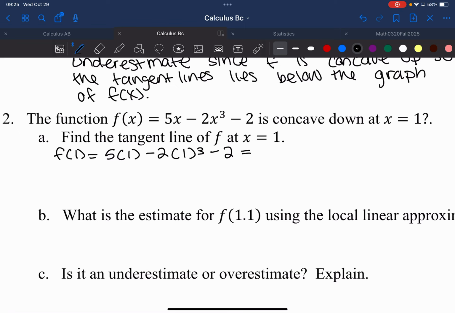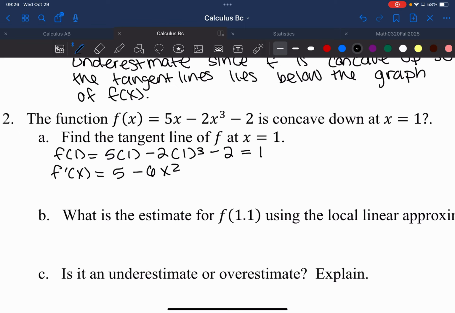This gives us 5 minus 2, which is 1. So now we have the point 1, comma 1. Now we need to find the slope, which means we need to do what with that function? Take the derivative. So f prime of x is equal to 5 minus 6x squared.